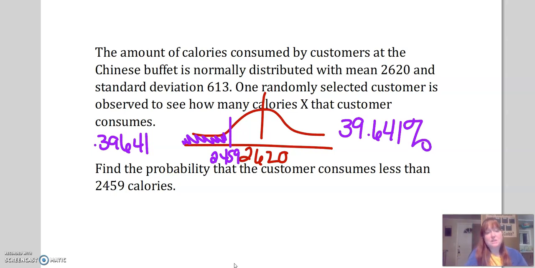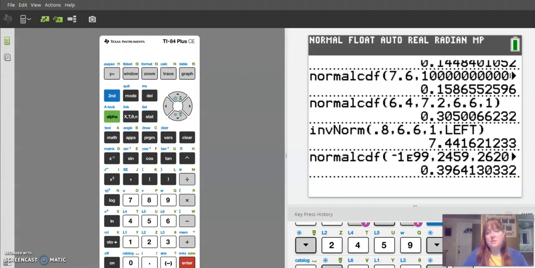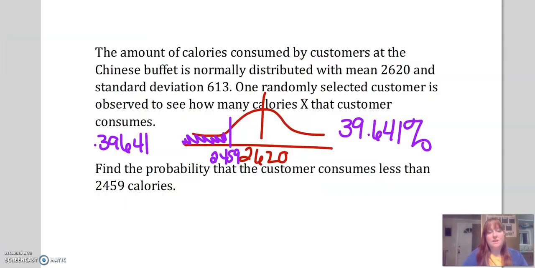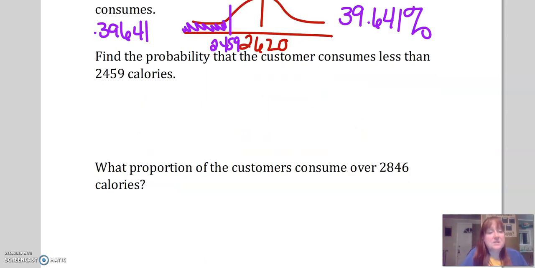So we have a 39.641% chance. Did I copy that down right? I always copy it, then I think I copy it wrong and second guess myself. Okay, we have a 39.641% chance that we're going to pick one of these people instead of one of these people, because 39% of our people are down here. So you have a 39% chance of consuming less than 2,459 calories at a Chinese buffet. Good luck.